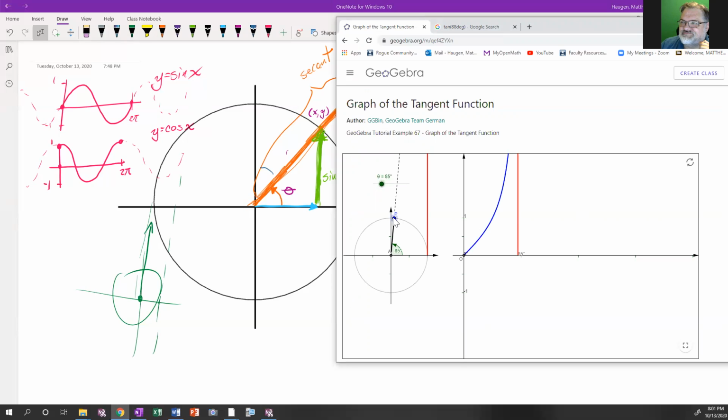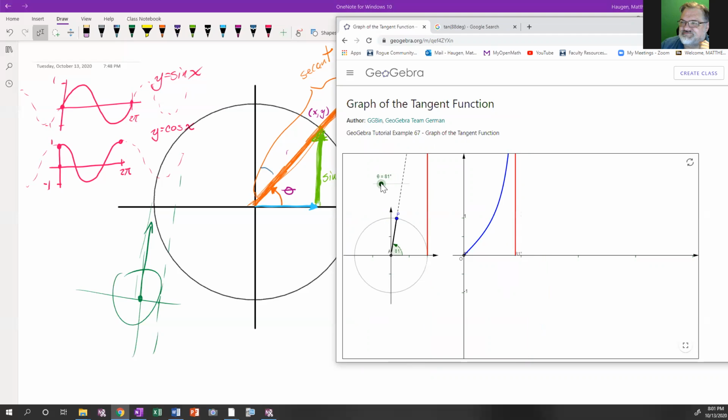So at 90 degrees, and again, if I can get this thing to sit at exactly 90 degrees, I'll be lucky. No, I can't do it. But anyway, if we got it to sit at 90 degrees, it wouldn't have any value. It's undefined at 90 degrees or at pi over 2 radians.